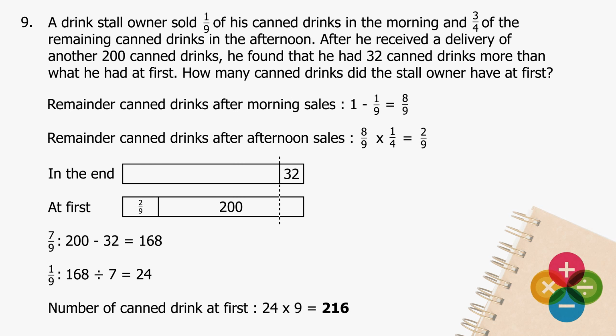The remaining number of canned drinks after the morning sales will be: subtract 1/9 from 1, and the difference is 8/9. The remaining number of canned drinks after the afternoon sales will be: multiply 8/9 by 1/4, and the product is 2/9. The number of canned drinks sold will be 7/9. 7/9 will be: subtract 32 from 200, and the difference is 168. 1/9 will be: divide 168 by 7, and the quotient is 24. The number of canned drinks at first will be: multiply 24 by 9, and the product is 216. The stall owner had 216 canned drinks at first.